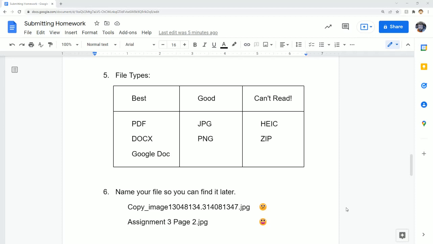And submitting in HEIC, which is an Apple file type, I can't read those at all in any way, shape, or form. And zip files can't be read by D2L. So in order to read that, I have to download it to my desktop, unzip it, open up all the files separately, and then mark that way, which is a huge time-consuming thing. So please do not zip your files. I would rather have 5 pictures separate than one zipped file.